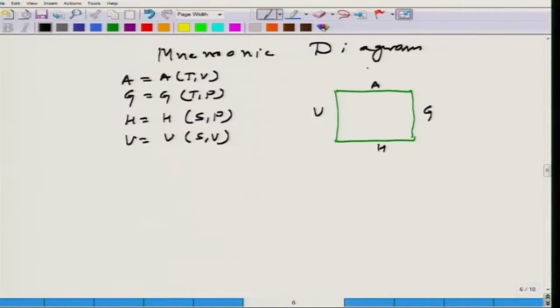Now A is connected to T and V, and G is connected to T and P, so T is the common vertex. So T is here, V is here. Here is T, and of course G's independent variables are T and, here, P. H is P and this has to be S, and of course U is V and S. So the key was to make sure that we have a connected corner between A and G.